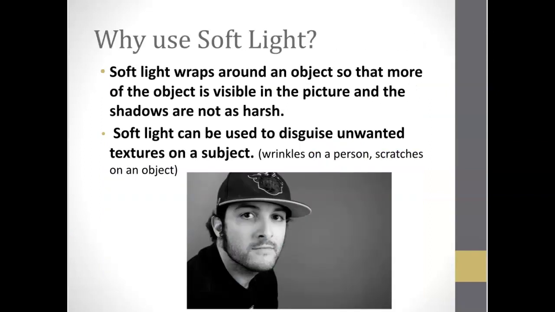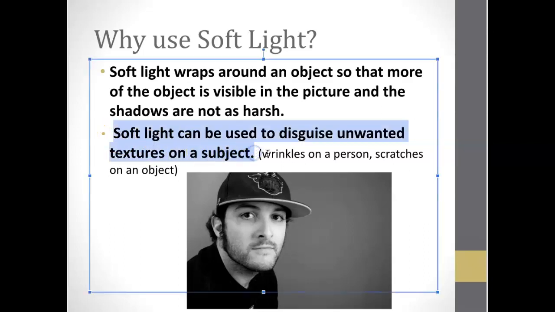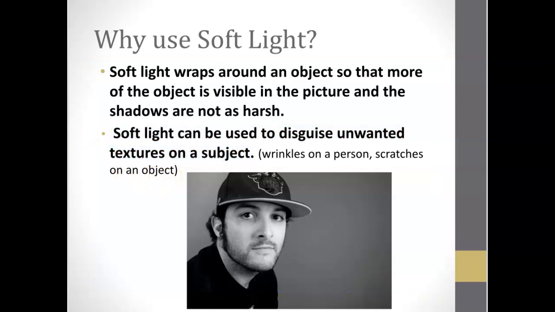Why you might want to use soft light? Well, you can have that soft light wrap around your subject a little bit more easily. Like in this image, we have a person who's got a hat on. Because of the soft light, we don't see a sharp shadow, which might make it hard to see the person's face. You can also use a soft light to disguise unwanted textures, like wrinkles or scratches on an object. These are things that you can use soft light for.